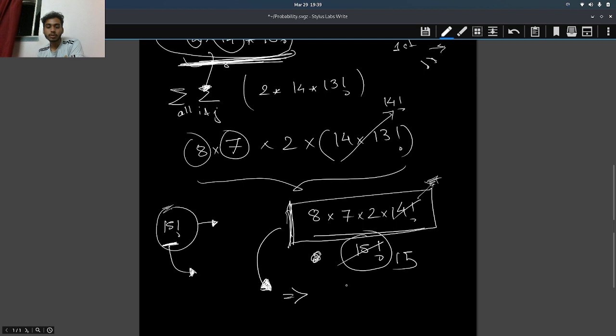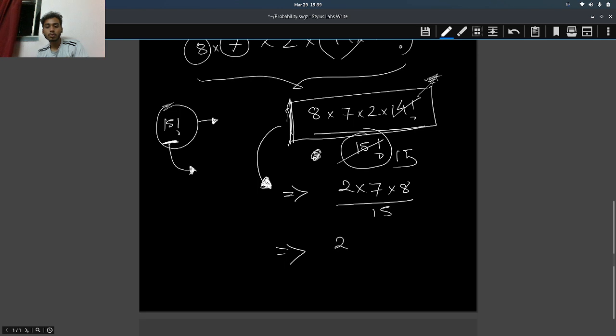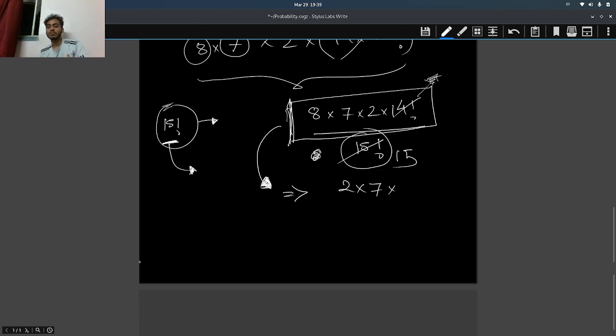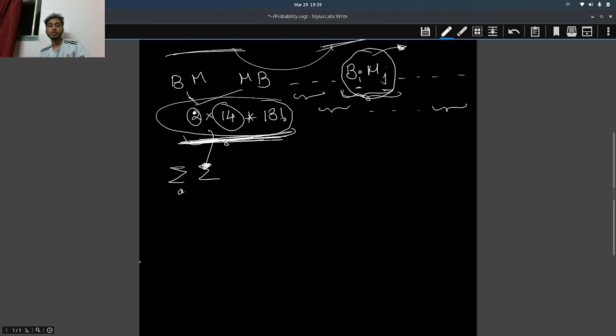So dividing this by 15 factorial, 2 into 7 into 8 by 15 will give us 2 into 7, 6, 14 into 8. I'm not liking the calculation over here, that's why I was wondering for a bit, but I'm pretty sure this is the answer. Let's generalize this for more values.